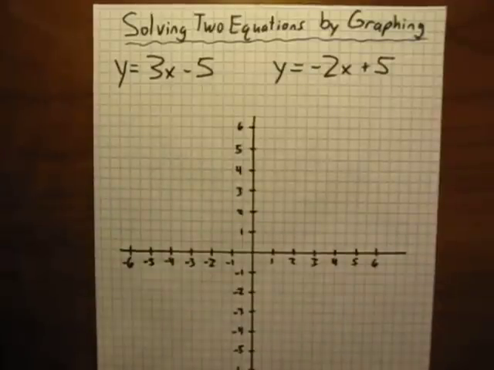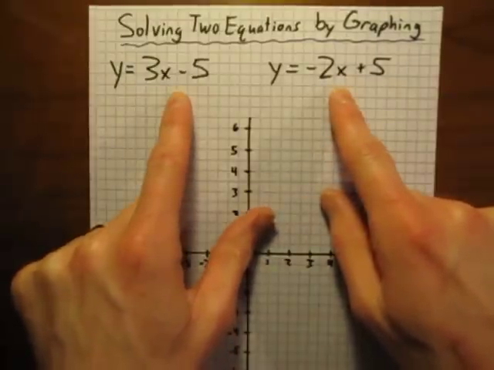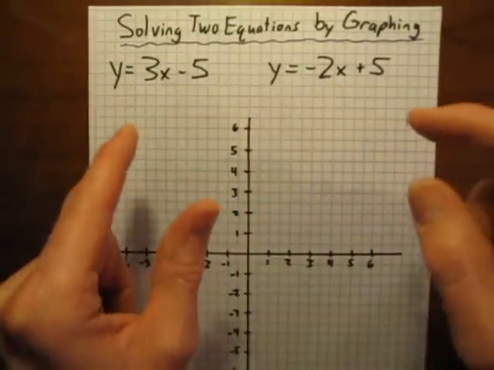Hello. In this video I'm going to show you how to solve for the solution to two linear equations. Sometimes this is referred to as solving a system of linear equations. I have two equations here. They're both linear equations. They're in slope-intercept form, y equals mx plus b.